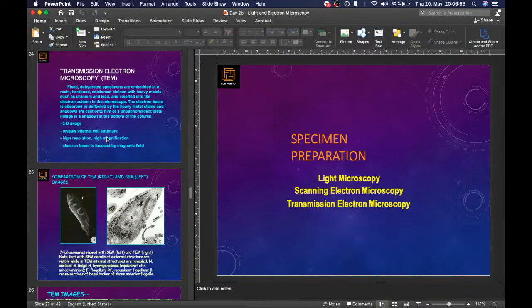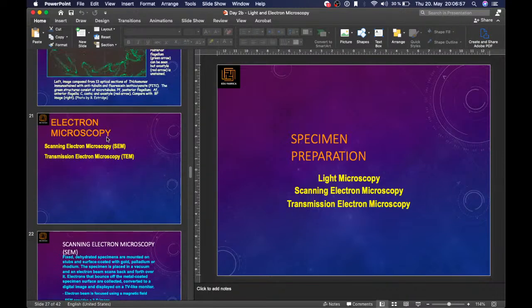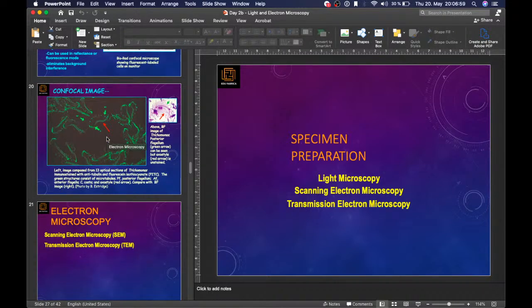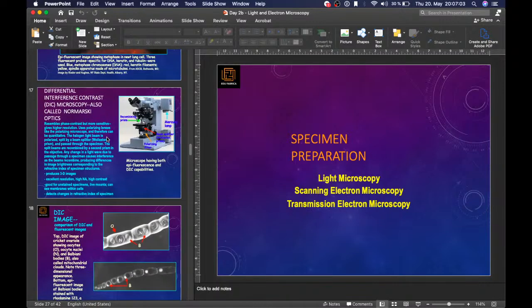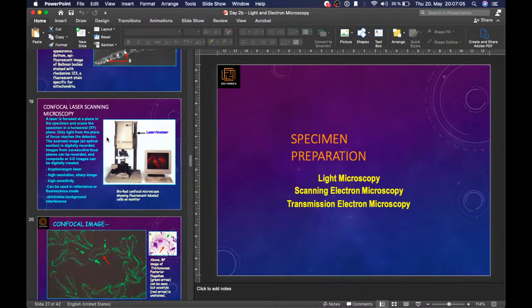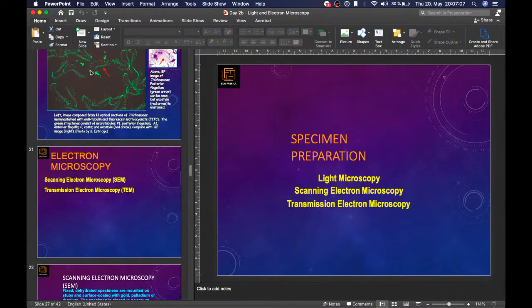So today we have discussed scanning microscopy, and also confocal microscopy and DIC imaging. So we have discussed 1, 2, 3, 4, 5 types of microscopy today.